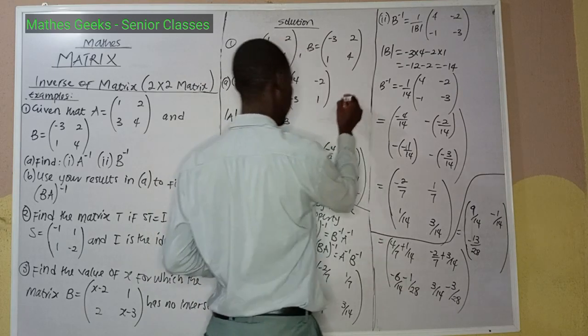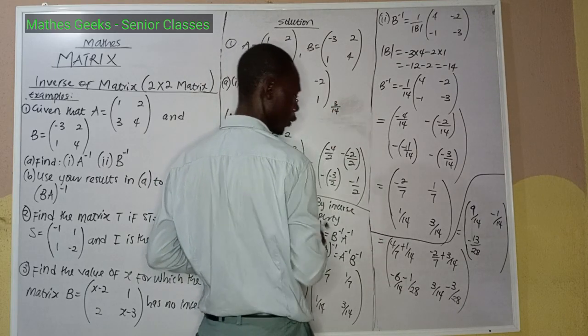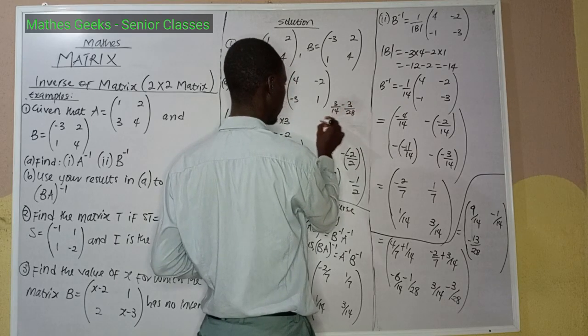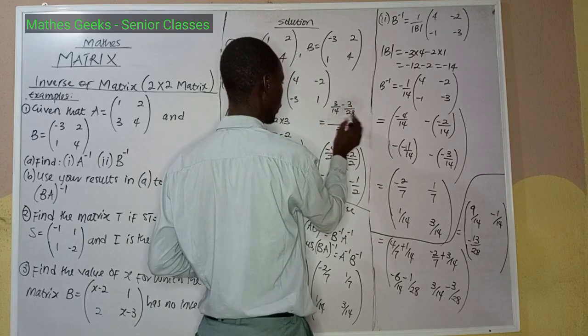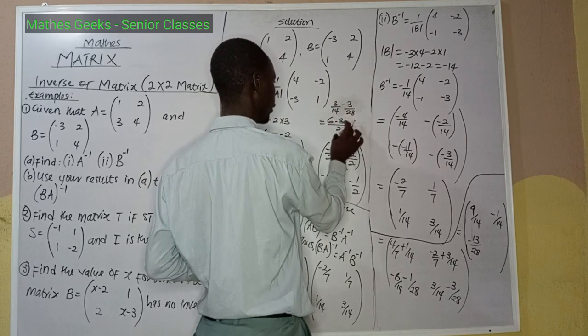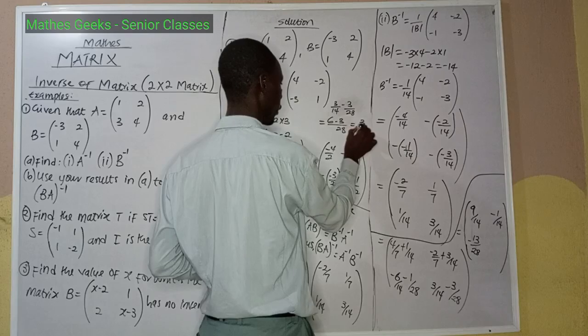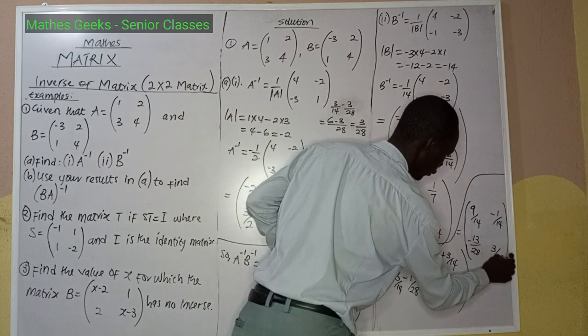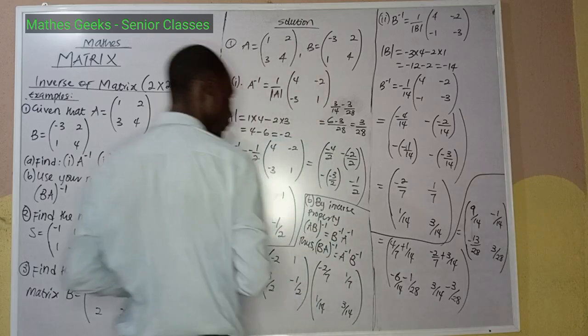Now 3 over 14 minus 3 over 28. 28. The unit of 14 is 2. That's 6 minus 3. That's 3 over 28.